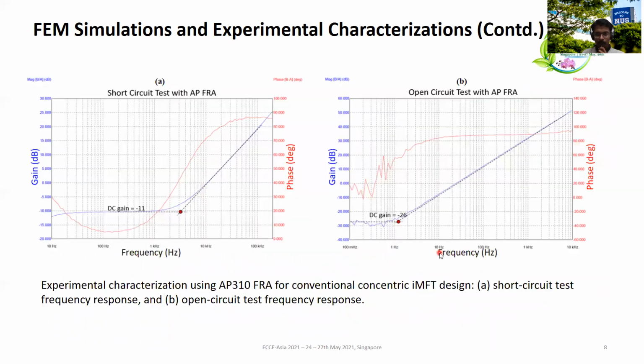Now, these are the frequency responses that we obtain from the FP310 FRA, or the frequency response analyzer, and this is the short circuit test with respect to the conventional concentric IMFT design, and this is the open circuit test frequency response results. So you can see this is the DC gain that we can get, and by drawing this 20 dB per decade line, we end up with this corner frequency both for the short circuit and open circuit tests, from where we can calculate the LS and LM respectively.